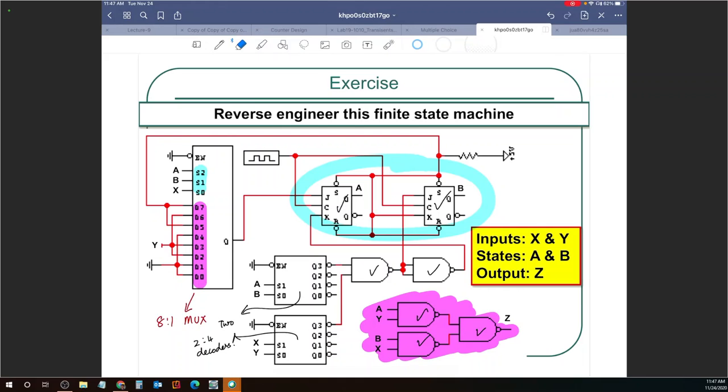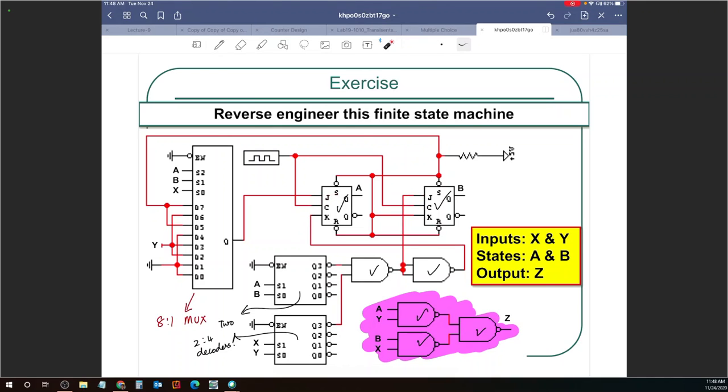The only way to do this is, let me write the steps here. The first step would be to write an expression for the output of the mux. Write an expression for the output of the 2 to 4 decoders, because I know that for 2 to 4 decoders, the outputs are max terms. We know that when we talked about the decoders. Then using the equation for the mux and the two equations of the 2 to 4 decoders, I would then connect them to the JK flip-flops.